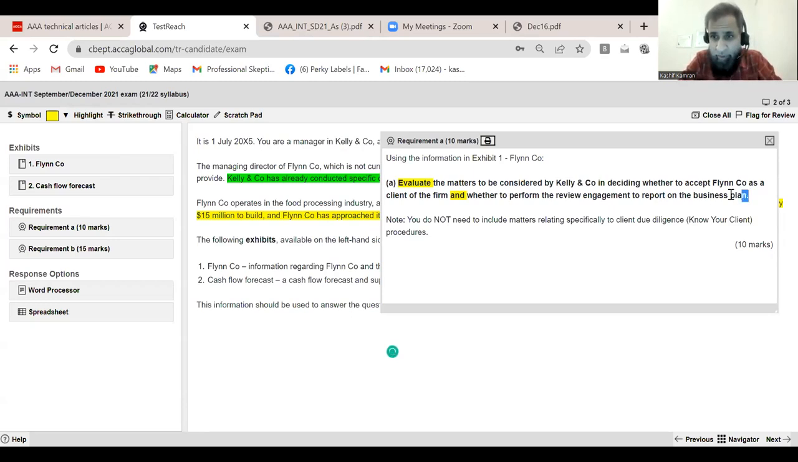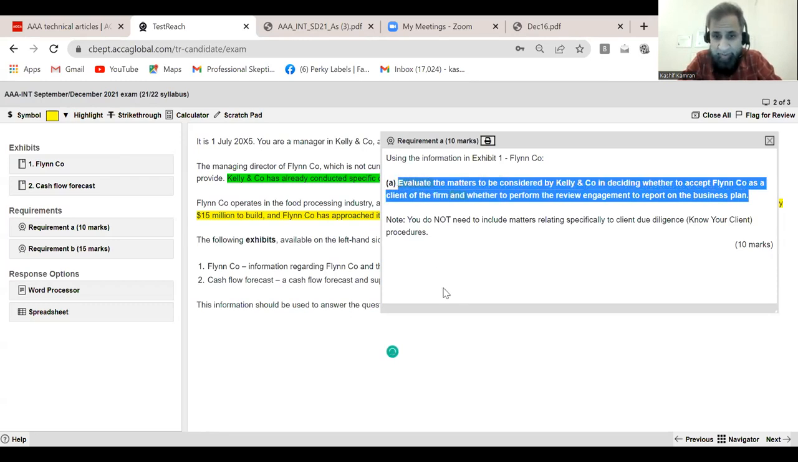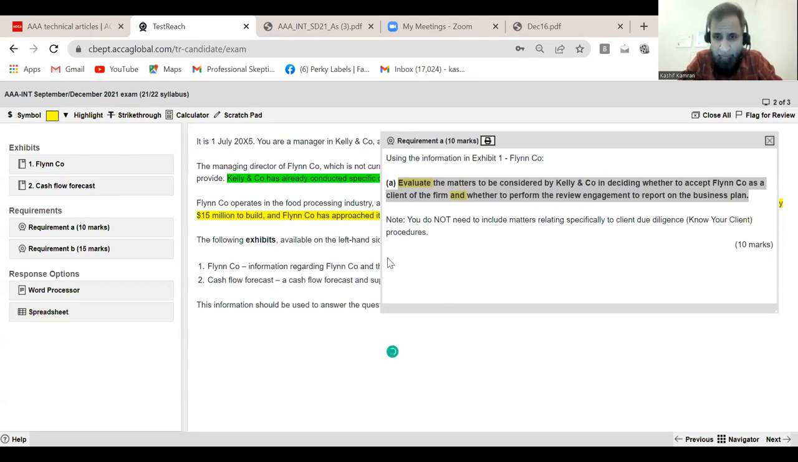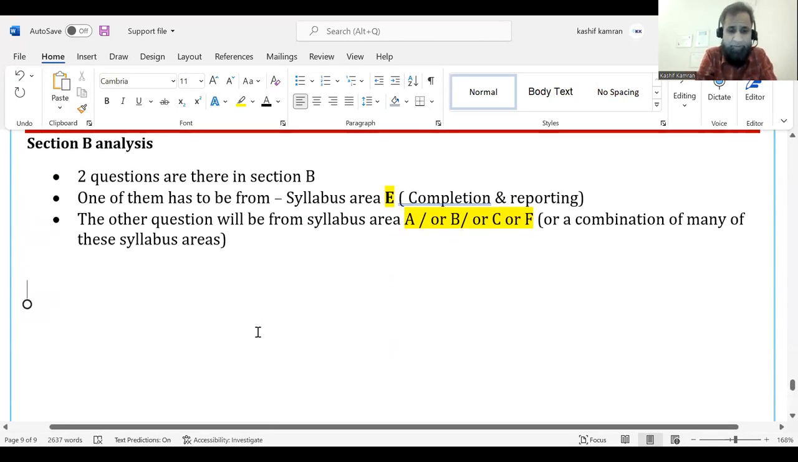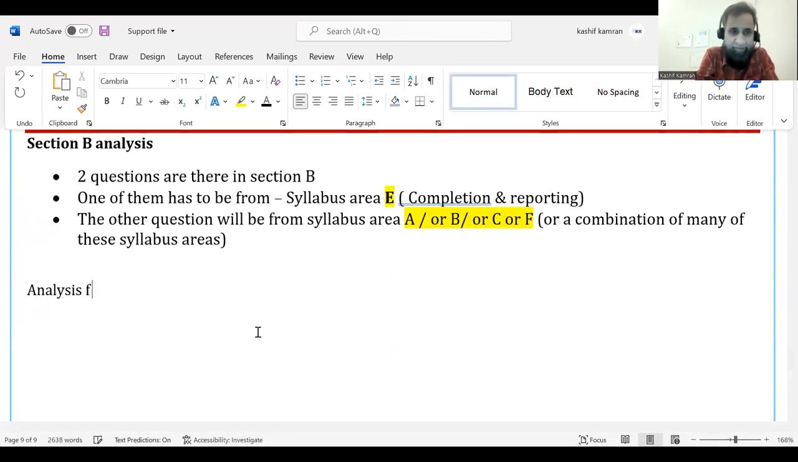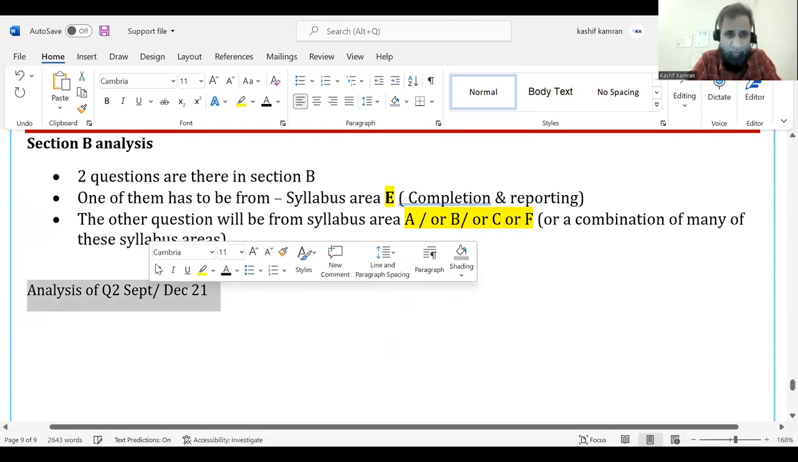Now, just let me take this question on my word processor, on my support file for a proper analysis, and then we write the answer on the practice platform. Now, just an analysis, right? Analysis of question 2 from the September-December 21 paper. I'll do the analysis on my support file, and I'll write the answer on the practice platform and later copy the answer on my Word file. Okay, analysis of the question 2, September-December 21.